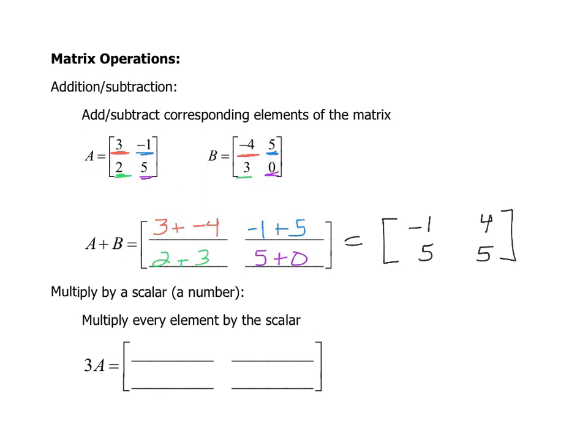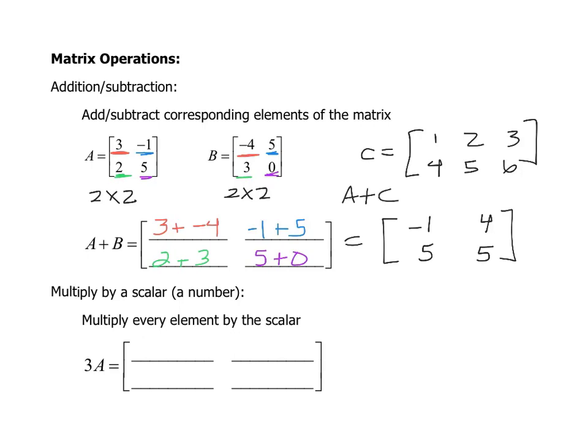Now notice that matrix A is a 2 by 2 matrix and matrix B is a 2 by 2 matrix. If we're trying to add matrices by adding the corresponding elements, our two matrices really need to be the same size in order to do addition. If we had another matrix that was a different size, maybe a matrix C that was a 2 by 3 matrix, I would not be able to do A plus C. That would not be possible.